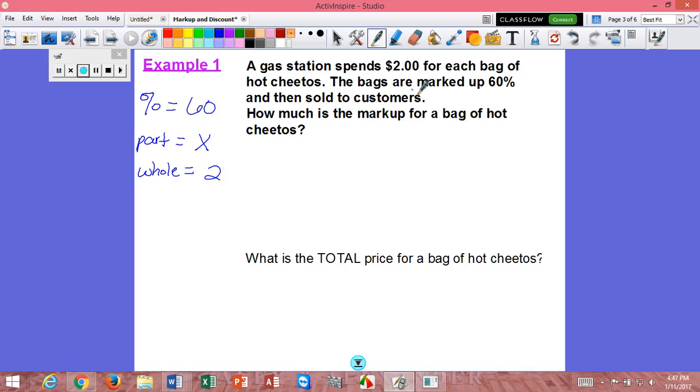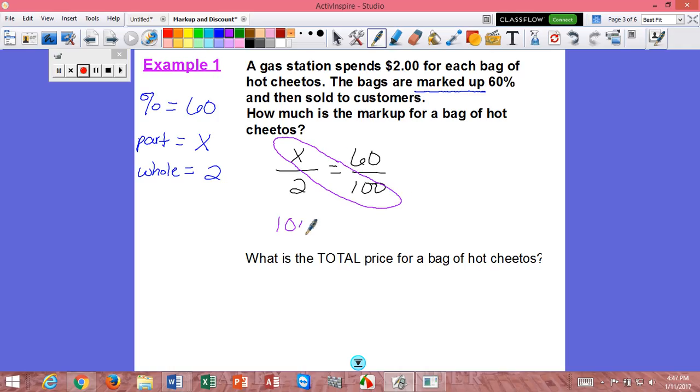And keep in mind, this is a markup. So whatever amount we get, that means that that's going to increase the price by that much. So this specifically just wants to know what is the markup. So we're finding 60% of $2. So let's set up our proportion. The part over the whole is going to equal the percentage over 100. And now we're going to cross multiply.